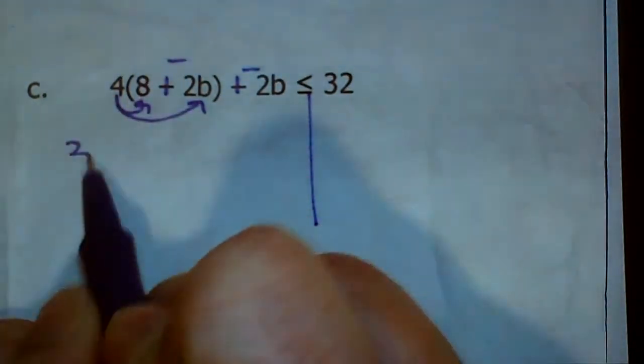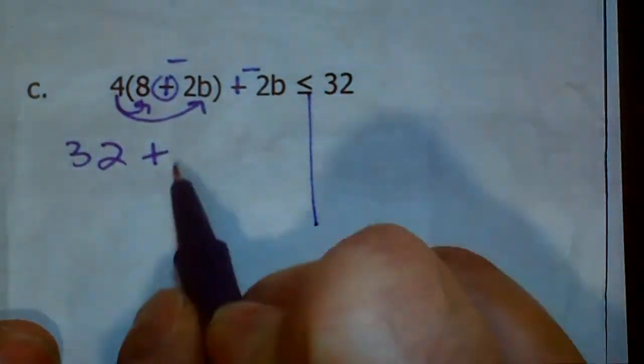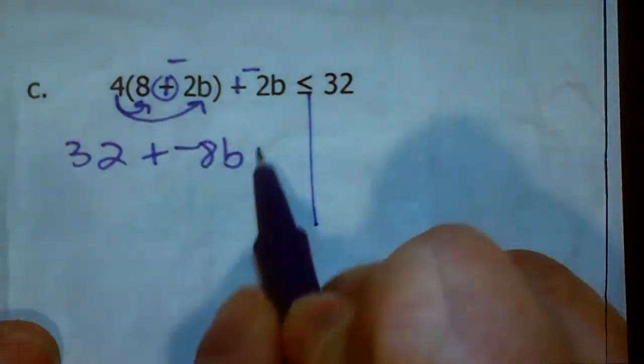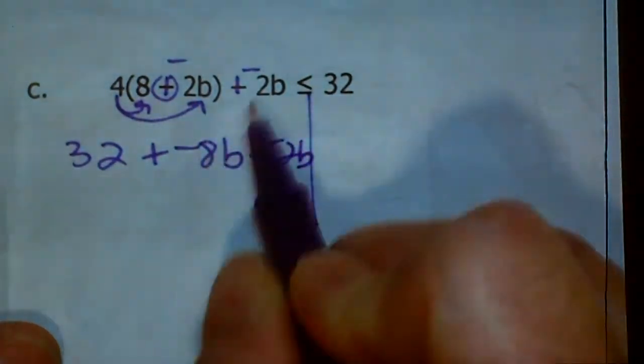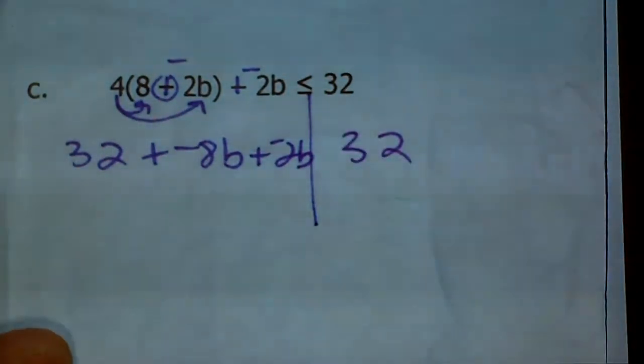4 times 8 is 32. Bring down that addition sign. 4 times negative 2b is negative 8b. And I still have plus negative 2b left. It's not next to anything, so I just drop it down. And over here we have 32.